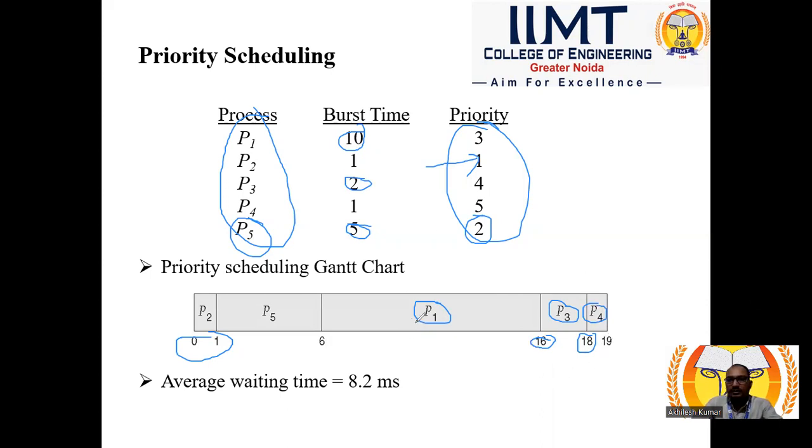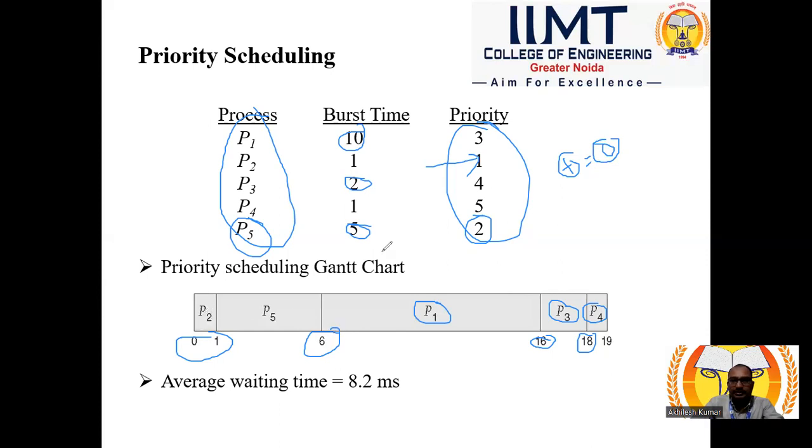Now we calculate the waiting time for each process. All the processes arrived at time t equal to 0 milliseconds in the ready queue. So process P1 has a waiting time of 6 milliseconds, because it arrived at t equal to 0 and its execution starts at 6 milliseconds.